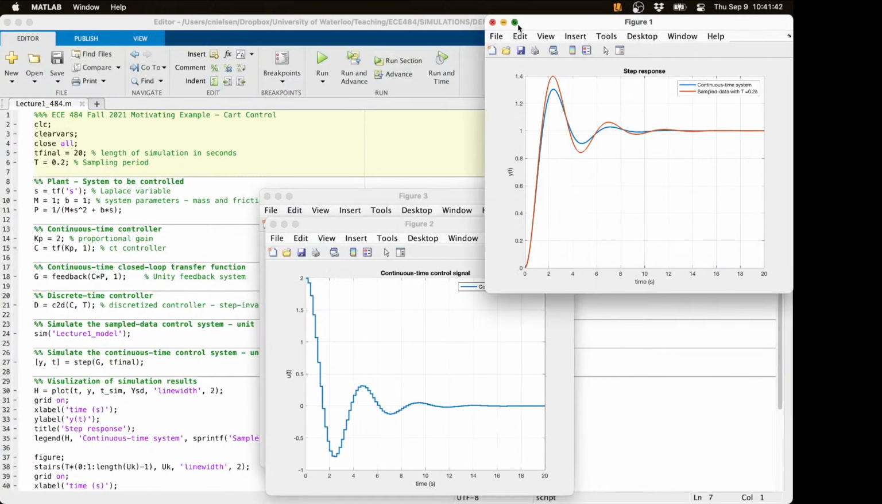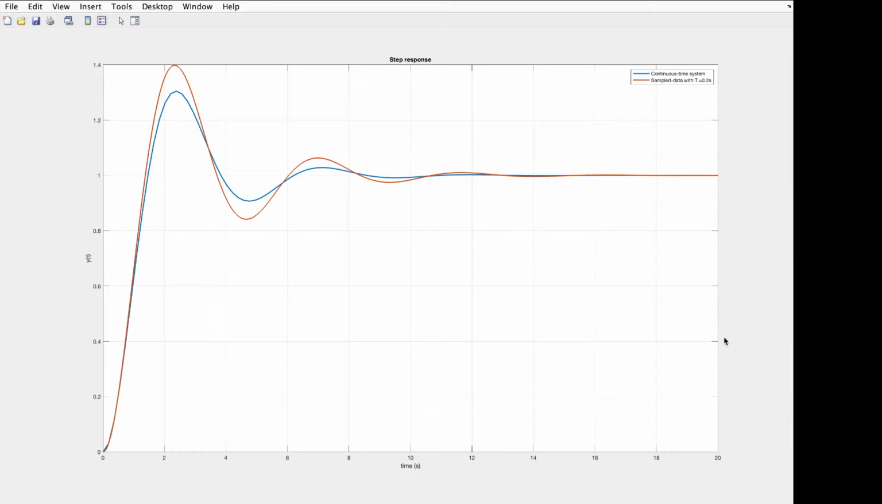Now, in this case, if you look at the figure, the blue hasn't changed. That's the continuous time system. But now our sampled data system is actually a bit worse. We're getting more overshoot. The oscillations are a bit worse. The performance is degrading, as you'd expect, right? As we increase the sample period.